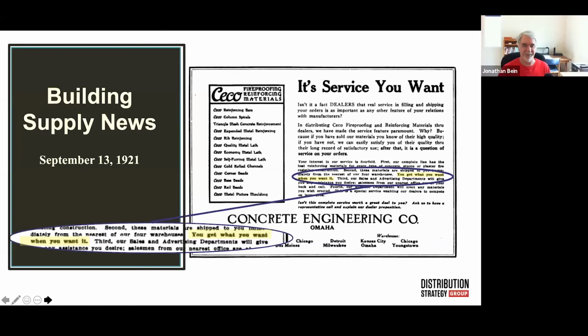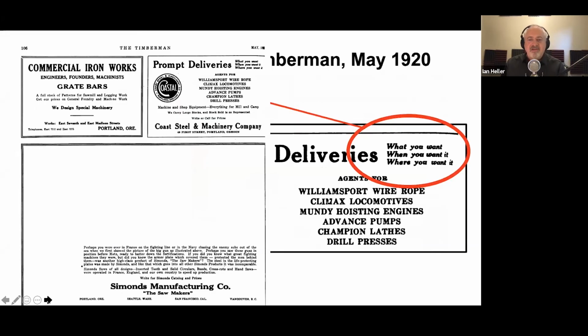So this is Building Supply News from 1921, and there's an ad there, and embedded in the ad is a promise that you get what you need, you get what you want when you want it, which is a variation on the theme. And then this is fun. This is an ad from May 1920, The Timberman.